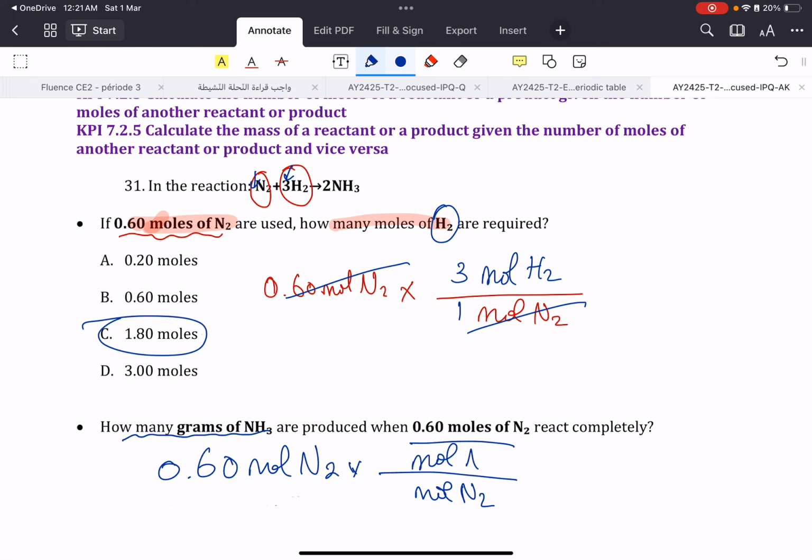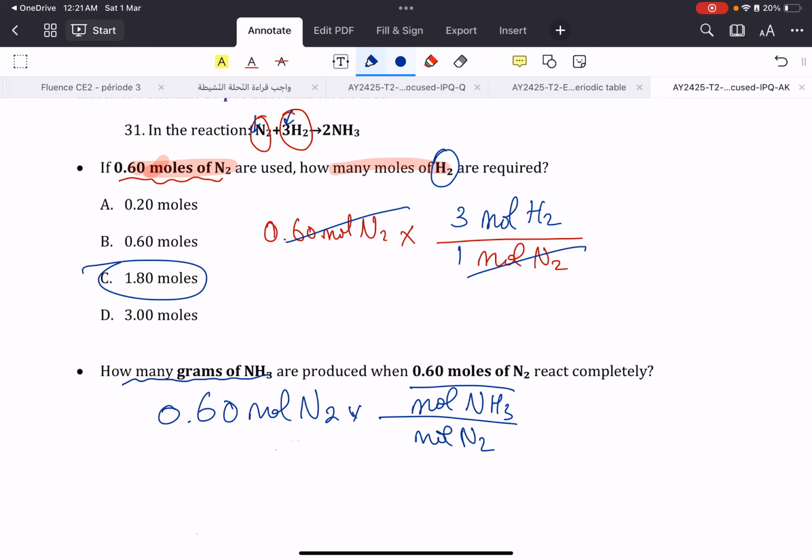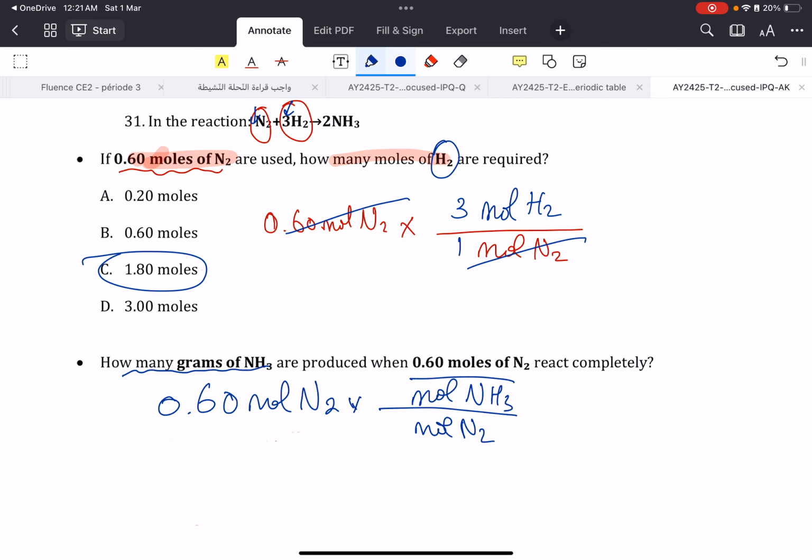So first, I'm gonna put the mole ratio of NH3. So let's find this one out. It is 2 and 1. So the answer over here is 1.2 mole NH3.